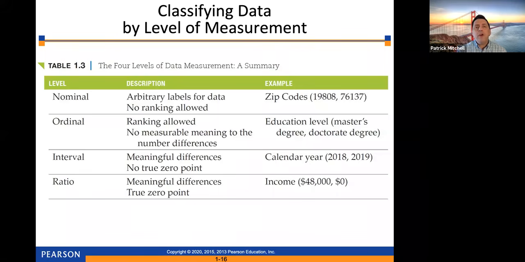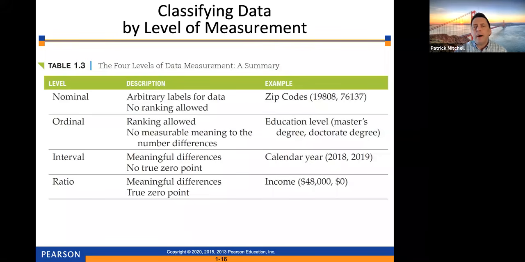Now, you go up to ordinal level of measurement, and then ranking is allowed. However, there is no measurable meaning to the number differences. So for example, education level: master's degree, doctorate degree, bachelor's degree, associate's degree, there is a meaningful way of ranking those things.